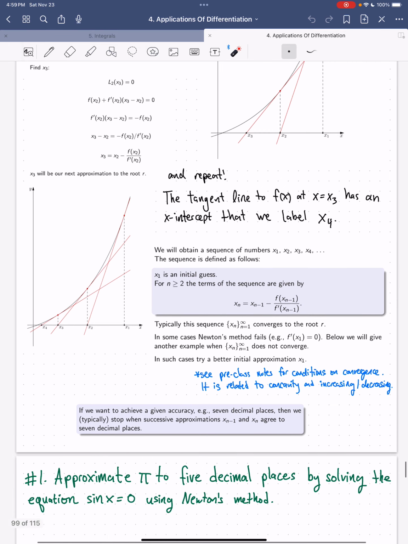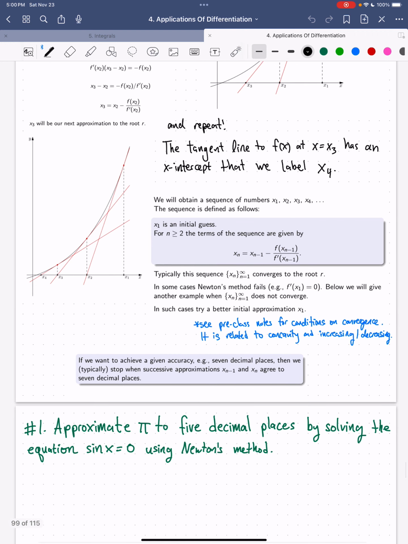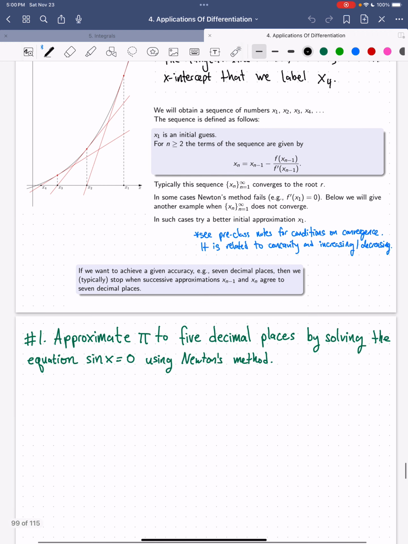Now, the way that we will say that we have reached whatever level of accuracy that we want. So let's say we want our guess to be accurate to 7 decimal places. Then what we do is we stop this procedure when successive approximations xn minus 1 and xn agree to 7 decimal places. So we're going to do that now for number 1 here.